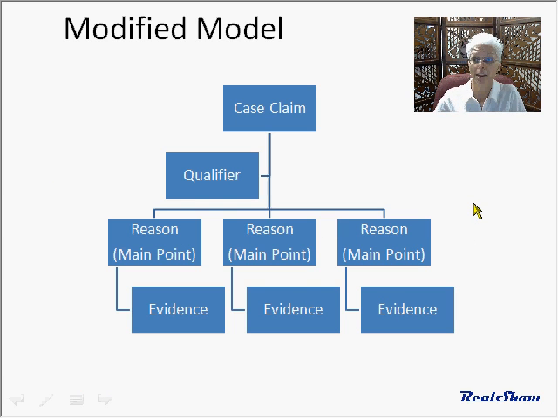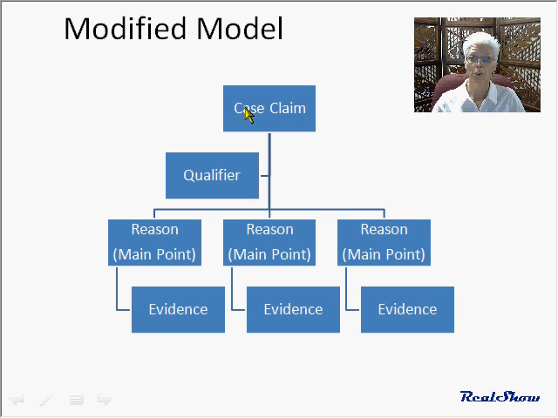Now this is the modified model that Crusius and Channell have come up with. Again, I like it a great deal. At the top we have our position, which they call the case claim. After that we have the qualifier. You don't always have a qualifier. There might not be one. Sometimes the author or the speaker is very firm in the position. Again, an example, abortion should be against the law. That is a case claim without a qualifier.